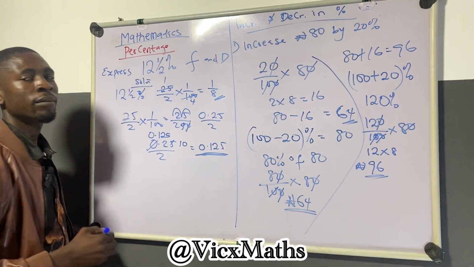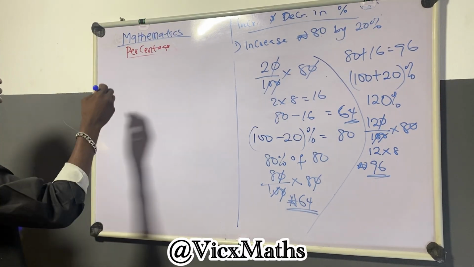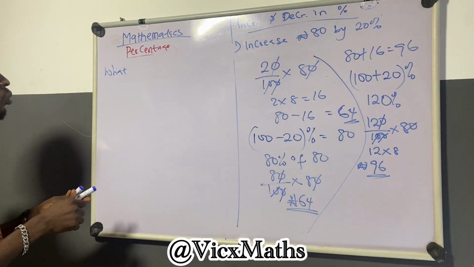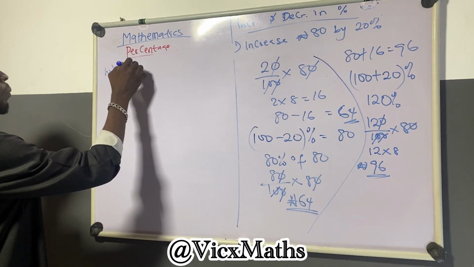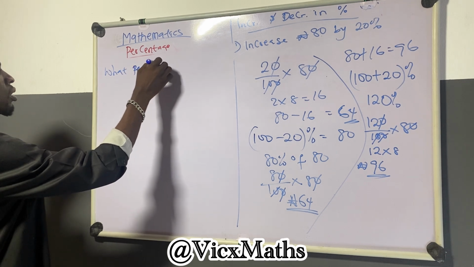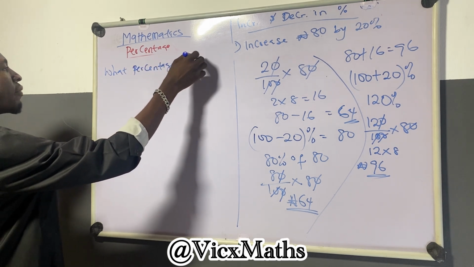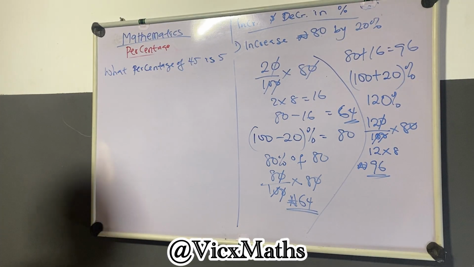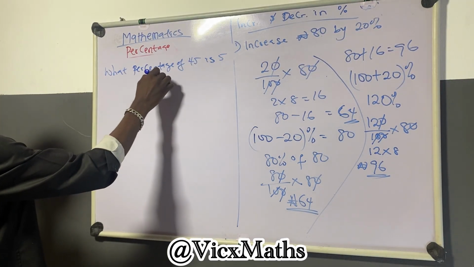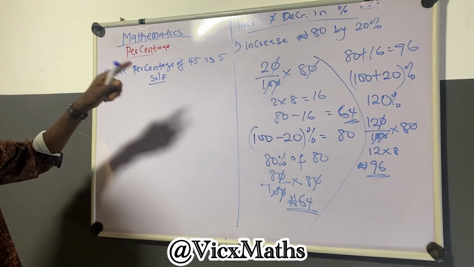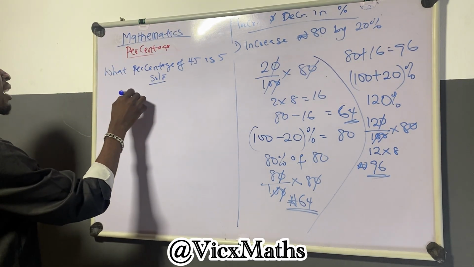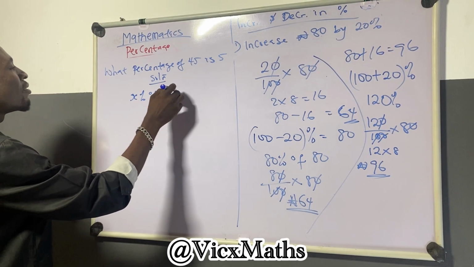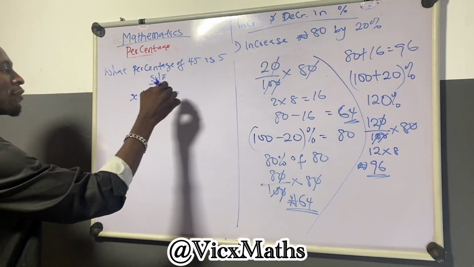That's the answer. Now, we have some part of percentage. Are you with me? What percentage of 45 is 5? There are ways to interpret it. Solution. If you want to interpret it the normal way, what the question says, they are saying X percent, that's what percent of 45, and 'is' means equal to in mathematics, is 5.